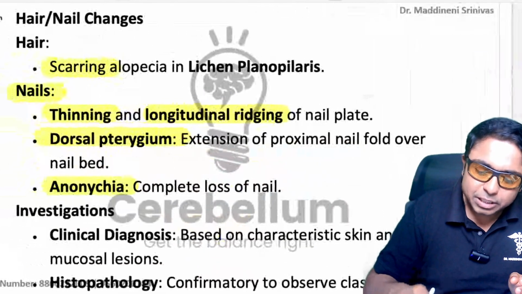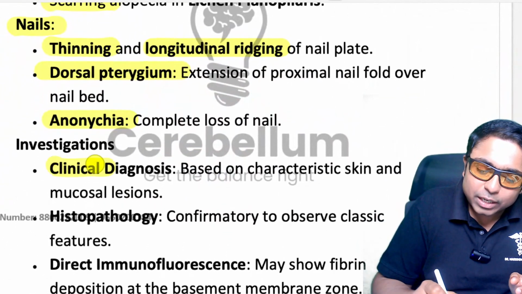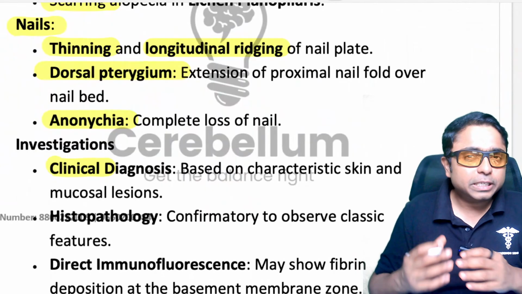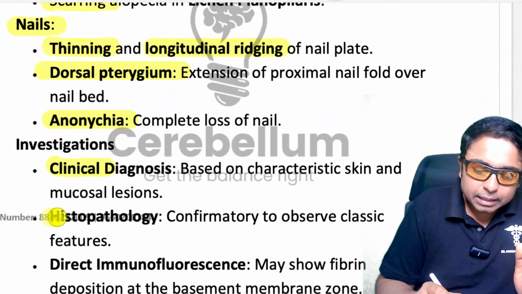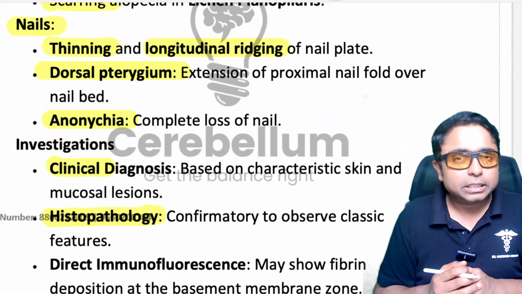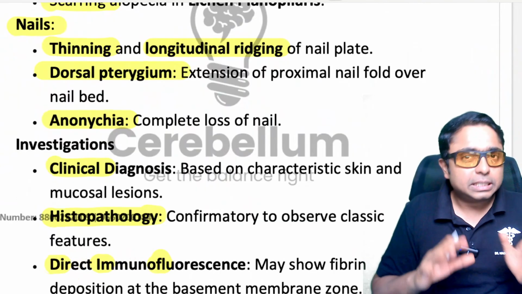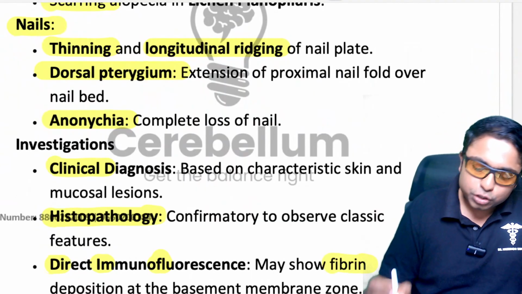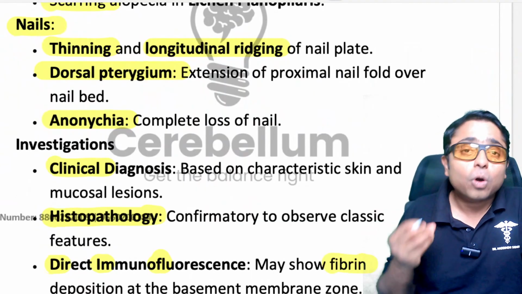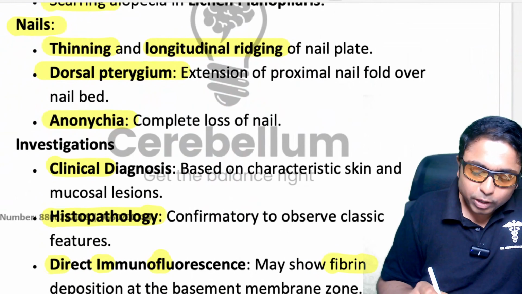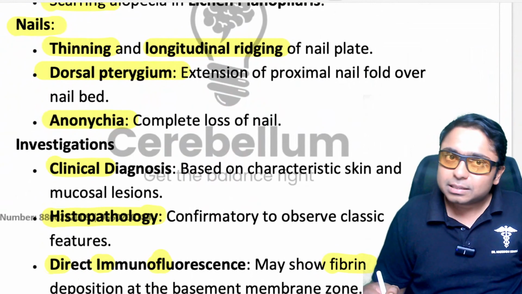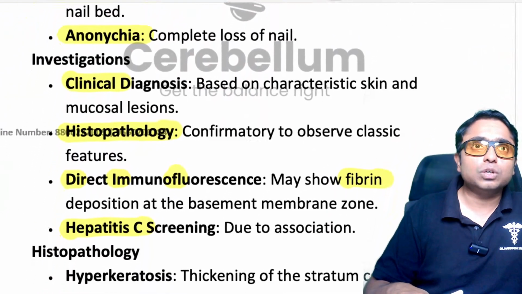Coming to the investigation, because it is a clinical diagnosis, mainly the diagnosis is based upon the clinical features. Other than that, we can also do a histopathology to confirm the diagnosis. We can also do direct immunofluorescence, DIF, where there is going to be a deposition of fibrin at the basement membrane zone or the dermoepidermal junction. Because it is associated with hepatitis C virus, screening for hepatitis C can also be done.